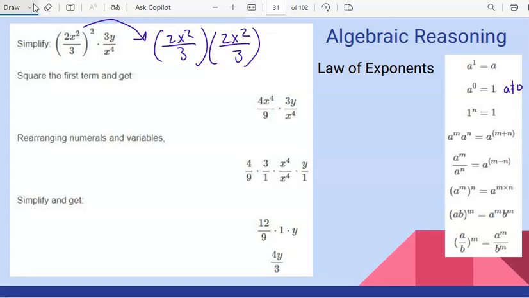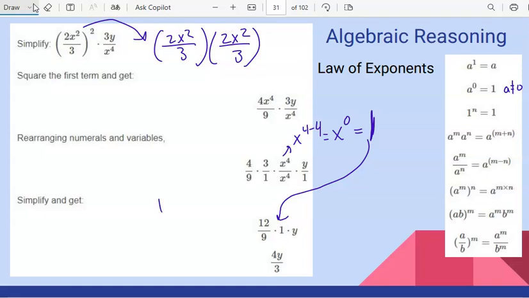Rearrange it so that all the numbers are together, all the x's are together, and all the y's are together. There is no y in the denominator, so we'll just put a 1 there. Alright, so we have 4 times 3, that's 12. 9 times 1 is 9. We're going to use that property, x to the 4 minus 4, that equals x to the 0 power, that equals 1. And then y divided by 1 is just y.